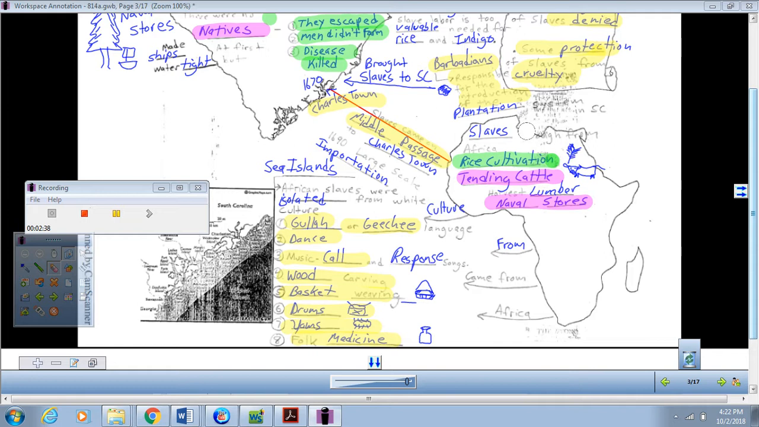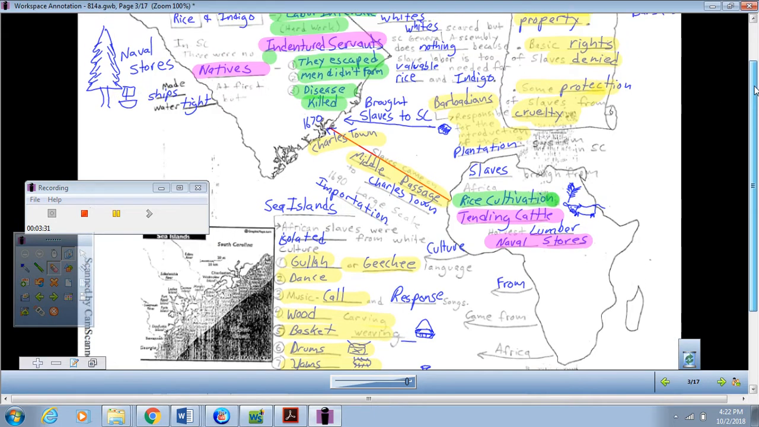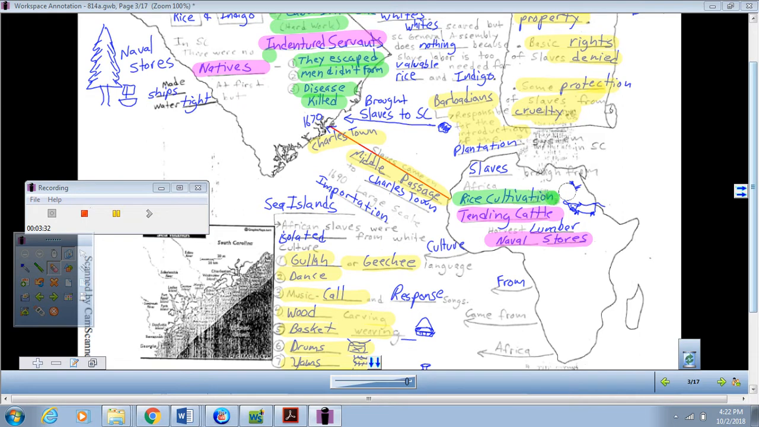The English had no idea how to cultivate rice, but African Americans did, and it would become the most important cash crop in the Carolinas for its first 100 years of existence. These slaves also brought advanced knowledge of how to tend cattle and how to harvest naval stores, which made the ships watertight and was a valuable commodity all over the world.